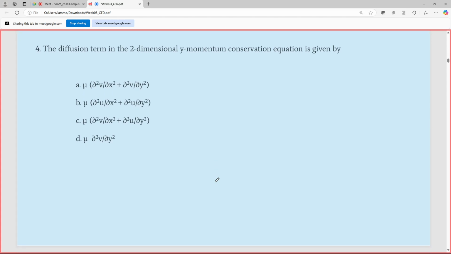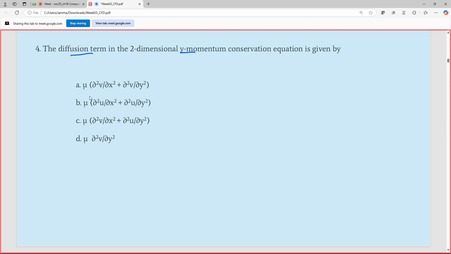Next question. The diffusion term in the two-dimensional y momentum conservation equation is given by. So the question is on which one of the following is the diffusion term in a 2D y momentum equation.